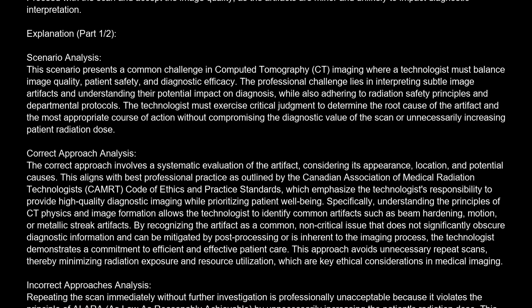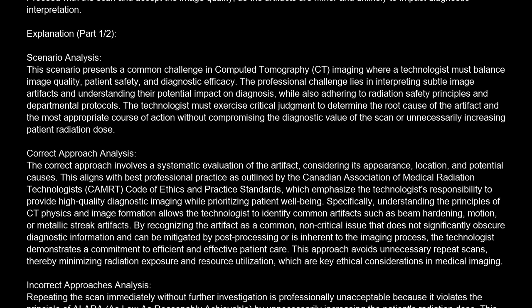The technologist must exercise critical judgment to determine the root cause of the artifact and the most appropriate course of action, without compromising the diagnostic value of the scan or unnecessarily increasing patient radiation dose. Correct approach analysis. The correct approach involves a systematic evaluation of the artifact, considering its appearance, location, and potential causes. This aligns with best professional practice as outlined by the Canadian Association of Medical Radiation Technologists, CAMRT, Code of Ethics and Practice Standards, which emphasize the technologist's responsibility to provide high-quality diagnostic imaging while prioritizing patient well-being.